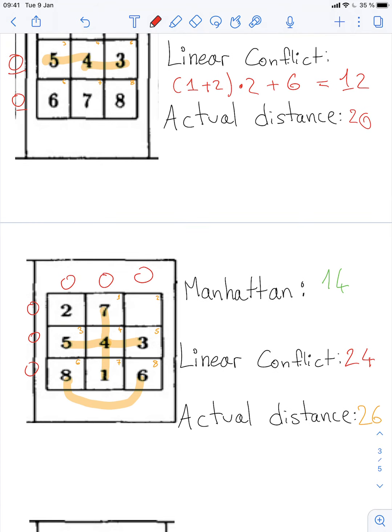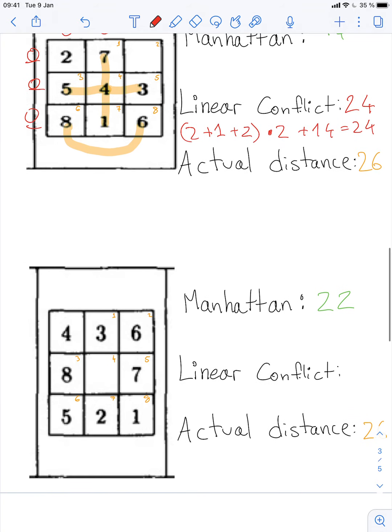So the first row, is there a linear conflict? No. Next row, is there a linear conflict? Yes, we have to remove 2 tiles. So we add 2. Next row, is there 1? Yes, we have to remove 1. Next column, there's no linear conflict. And then this column, there's 2 linear conflicts, and we have to remove 2 tiles. So we add 2 here. After that, we multiply this by 2, and we add the Manhattan distance. And you can see that this is 24.